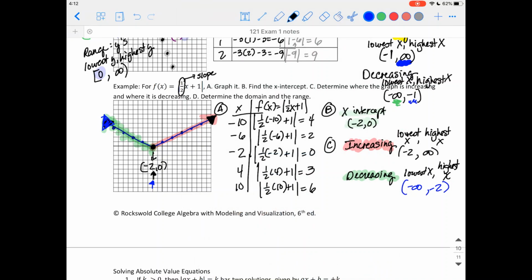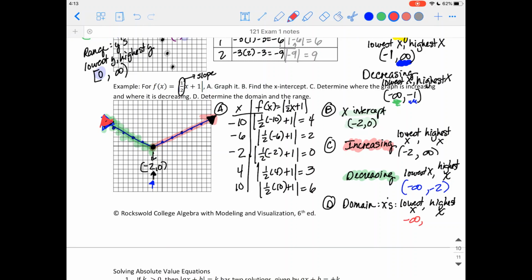Now, for part D, it says determine the domain and the range. So the domain are my x's, and I'm going to write it as lowest x, comma, highest x. Okay, so my lowest x for the entire graph. This arrow is going forever to the left. So forever to the left is going to be negative infinity.